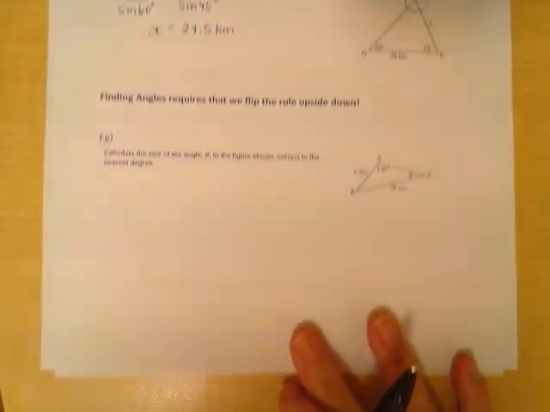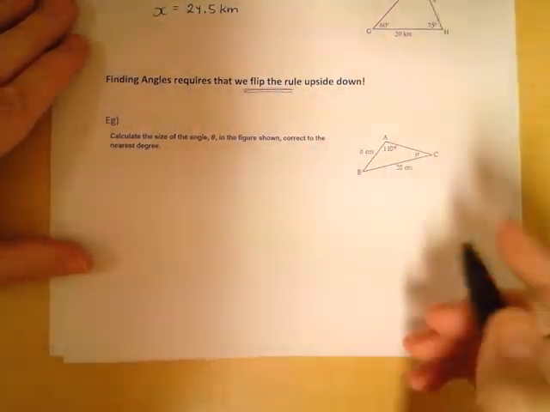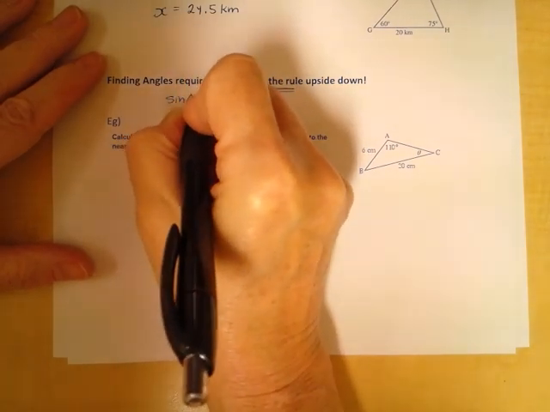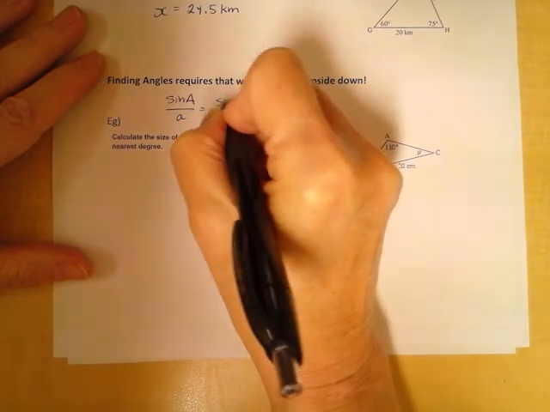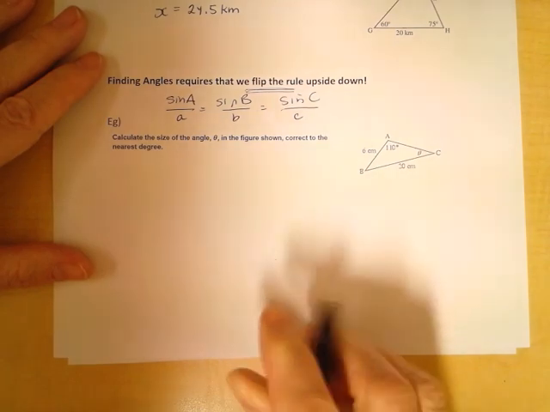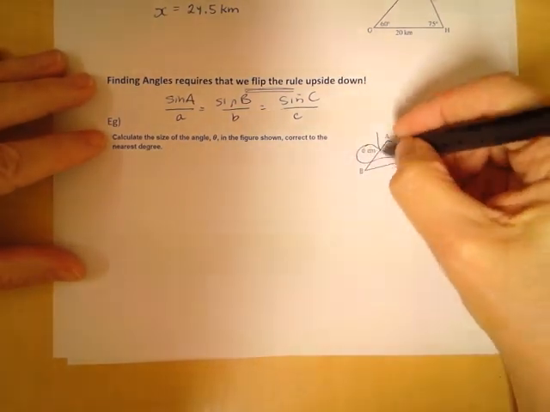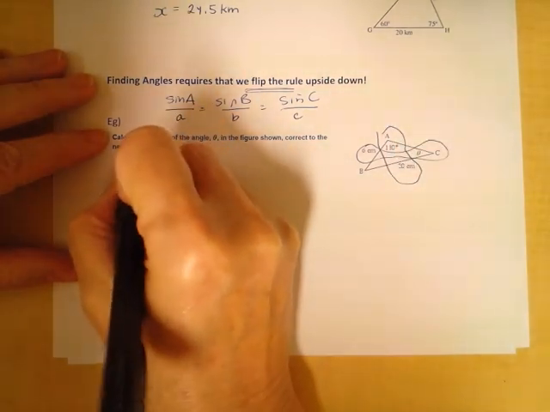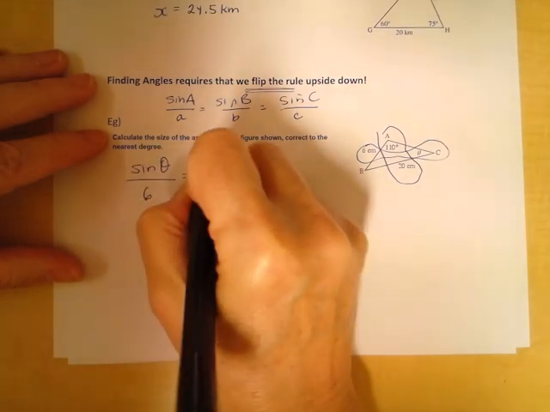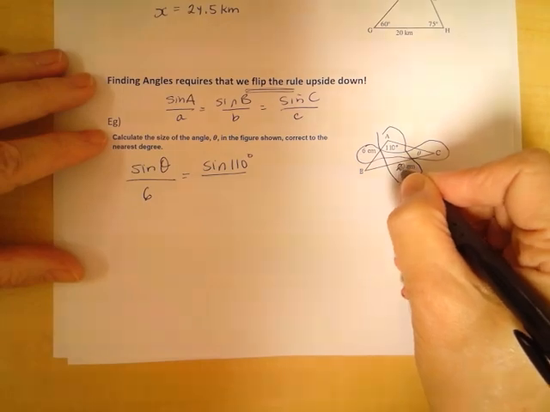Okay, now when we're finding angles, we have to flip the rule upside down. You don't have to, but it really, really helps. So instead of writing a on sine A, I write sine A over little a, and sine B over little b, and sine C over little c. So let's calculate this angle that they've given me. I have this set up, which is really good. I have everything I need. So I'm going to go sine, it's always sine, theta over the side opposite equals sine 110 over, I think this is 20, okay, over 20.